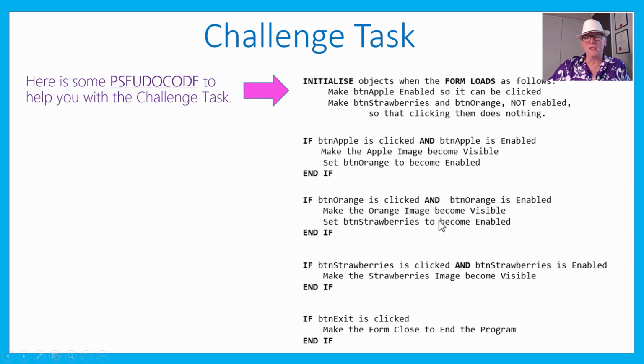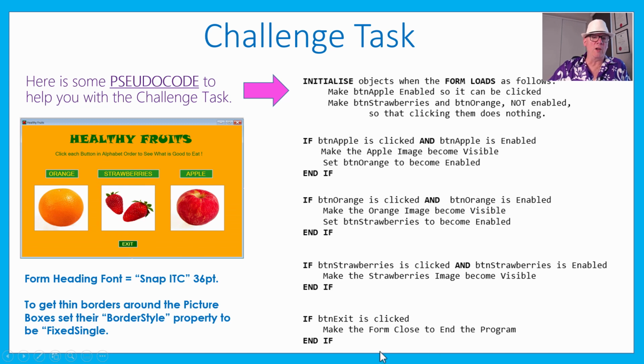So when the orange one's clicked, just make the images become visible. And finally, we're ready to do strawberries and set strawberries button so they can click that and then make the strawberries appear. And for that exit button, just make the form close to end the program, okay?